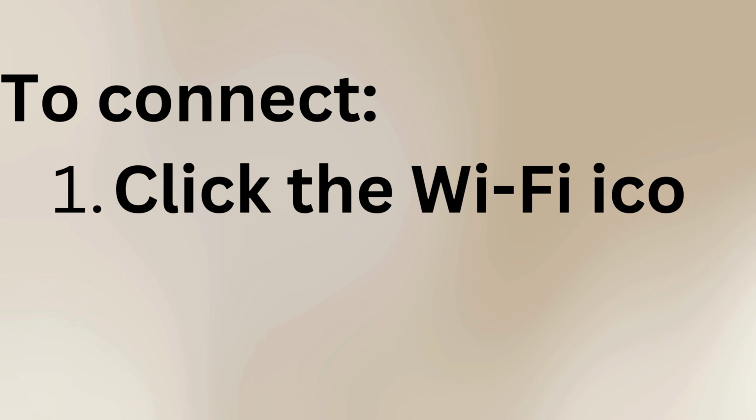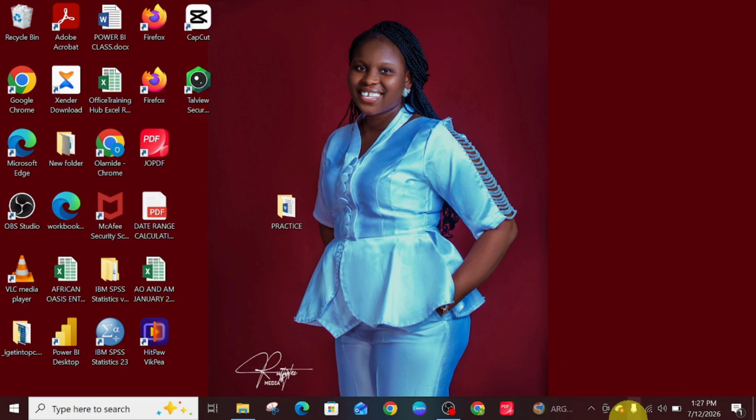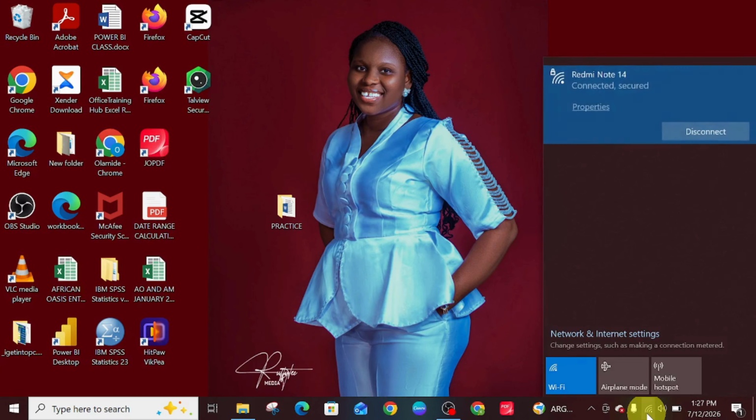For you to connect your laptop to Wi-Fi, you need to click the Wi-Fi icon on the taskbar here. We have so many icons here. This is the battery, speaker, and this is the Wi-Fi icon. So now, please kindly click on the Wi-Fi icon. Once you click on it, can you see Wi-Fi, airplane, mobile hotspot? You have mobile hotspot, airplane, and Wi-Fi.